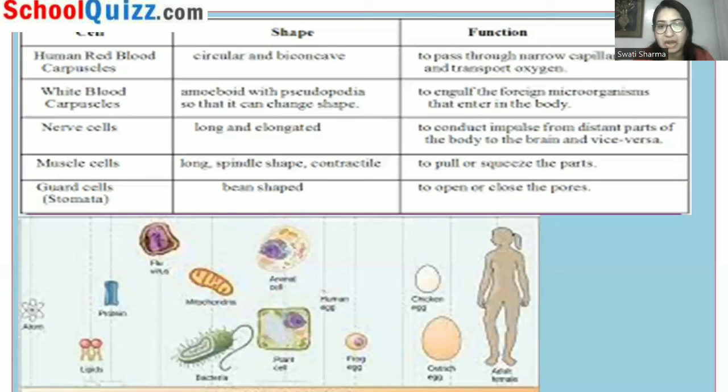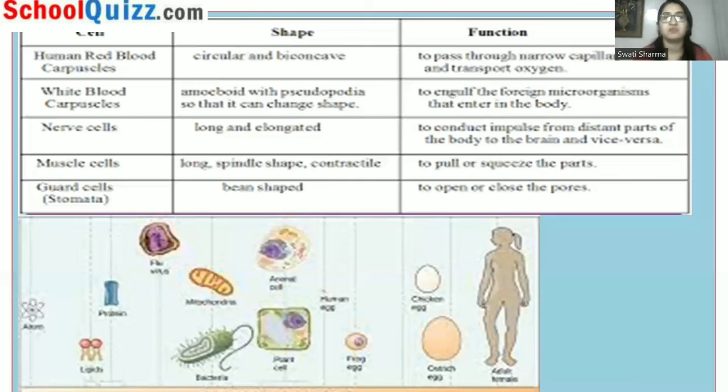If you see the large cells like adult human, ostrich egg, frog egg, or chicken egg, because of their large size they can be easily seen by the naked eye. But bacteria, mitochondria, animal cells, plant cells can be seen with the light microscope, because they are of intermediate size. But atoms or lipids, or flu virus and other viruses, are very small. For that case, we need an electron microscope or a more advanced microscope to visualize them.